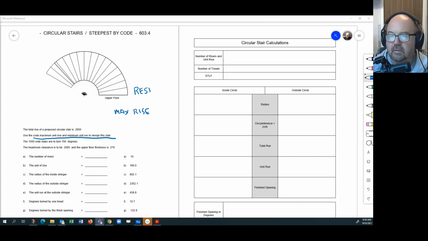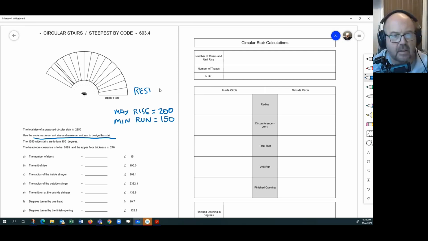Nobody wants to put it out there? Thanks, Charles. Max rise, 200. And as I was blabbing on earlier, the minimum run for a tapered tread is 150.